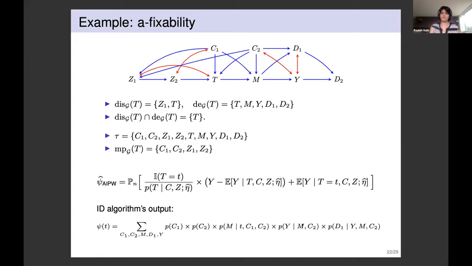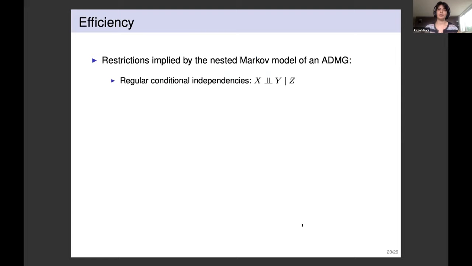All right. So I'm now just going to talk about efficiency a little bit. We have proposed several types of estimators, and we want to know whether these estimators are going to achieve the semiparametric efficiency bound or not. To answer these types of questions, we need to understand the restrictions that are implied by the nested Markov model of an ADMG, which are called the equality constraints.